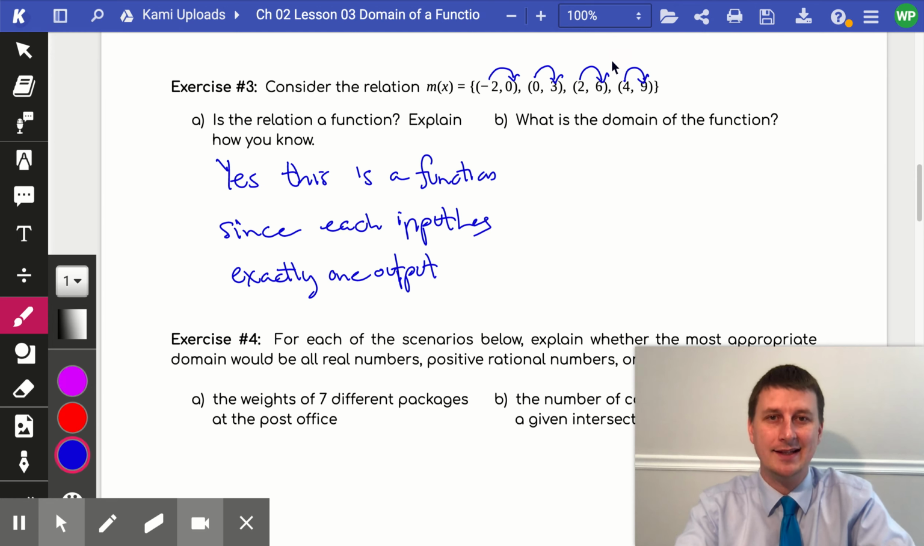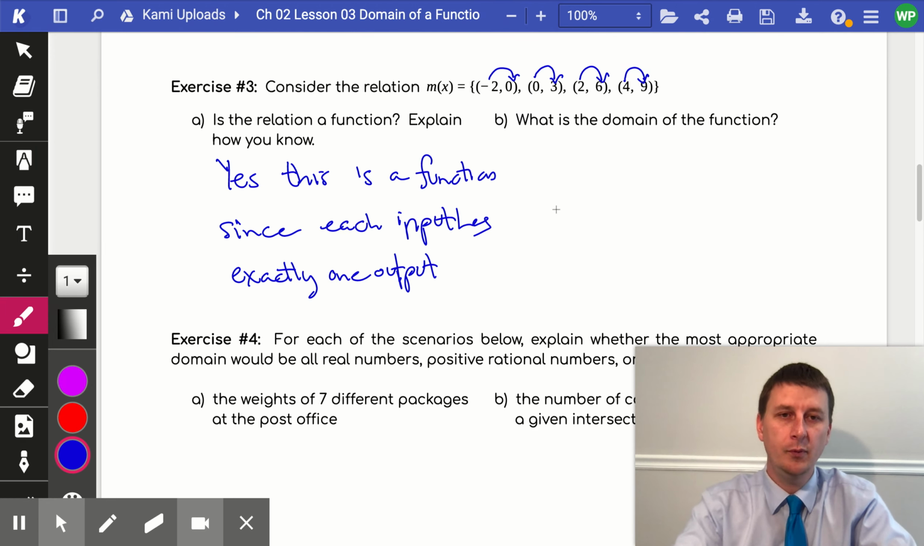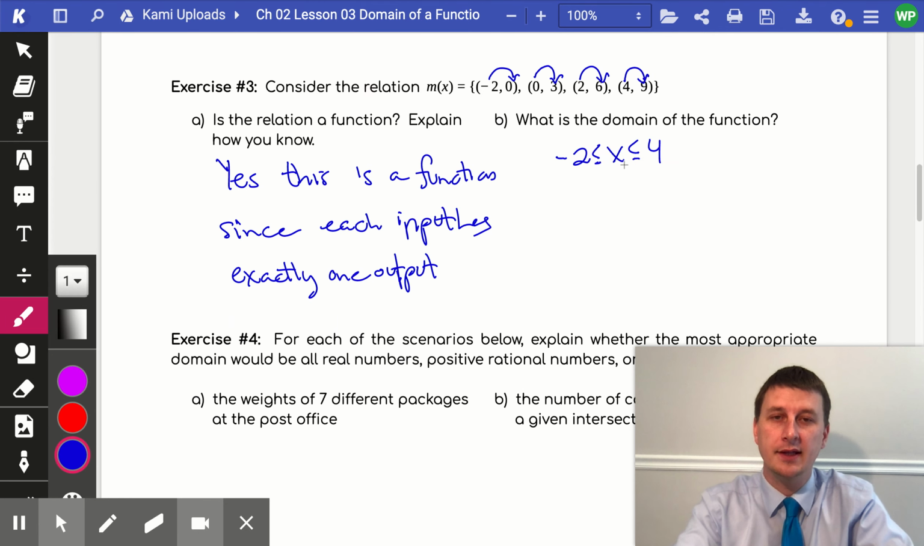So we can't say it's a compound inequality. We can't list it out as negative 2 is less than x is less than or equal to 4, because that would include 0.5 and 0.6 and 0.7, 1.3, 1.38, and so on. So this is no good.